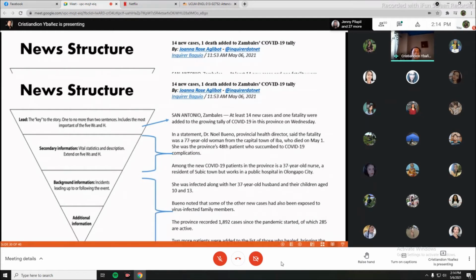Okay, and it should have short paragraphs as well. In the paragraph, you put how many sentences it should be composed of. That could be a maximum of 3 sentences only.